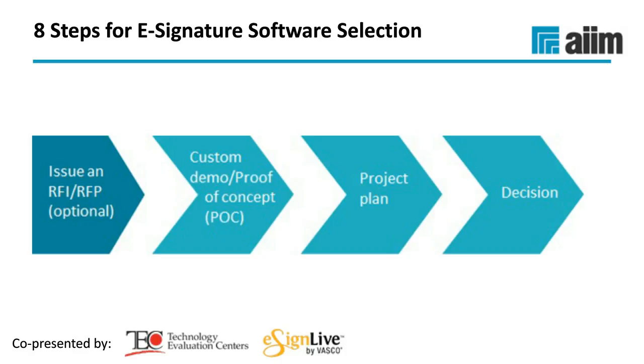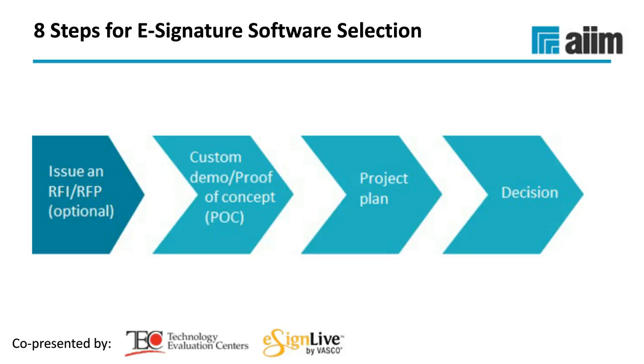Finally, you can create a project plan. At this point, your decision is close to being made, and your team can start to put together the project plan for the eSignature solution implementation. Make sure to include all the key stakeholders in the plan and take into account training and organizational change management. That'll be part of the rollout.